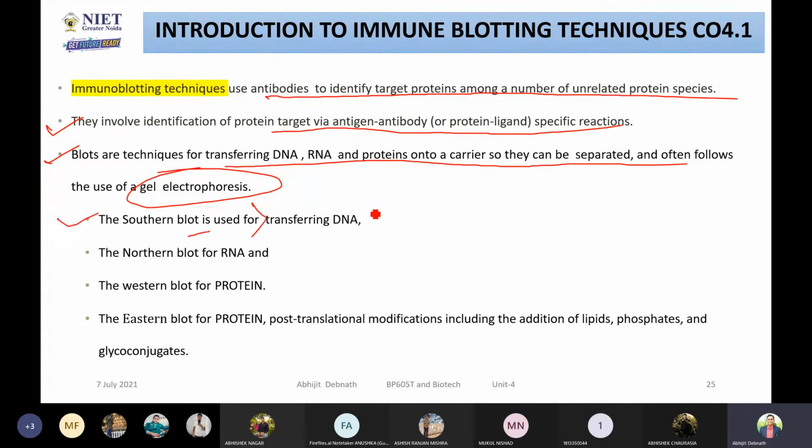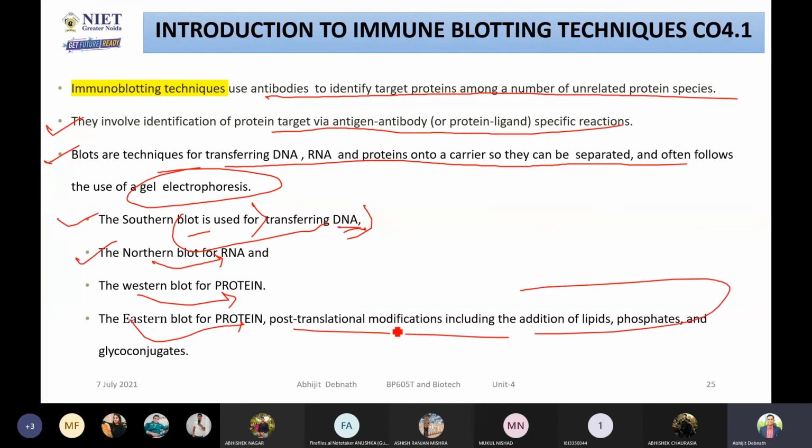It is used for transferring, separating, and isolating the DNA. The Southern blotting technique is for the DNA. Then another is the Northern blotting technique, used for the RNA. Western is for protein, and Eastern is also for protein, but including the addition of lipid and other things.